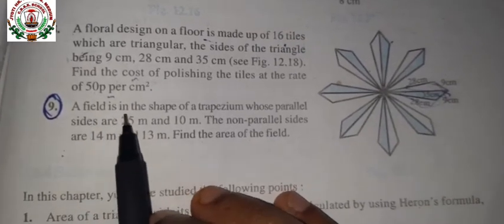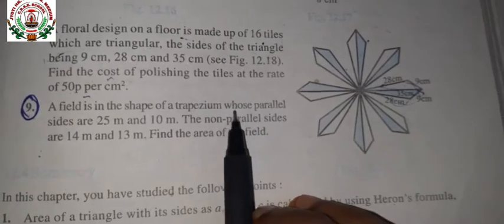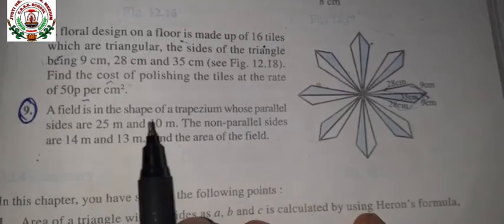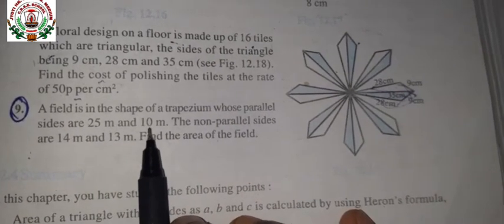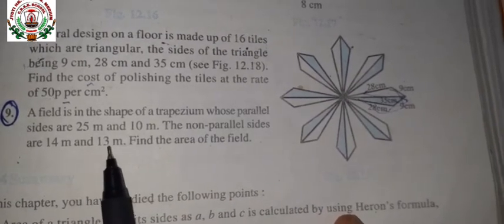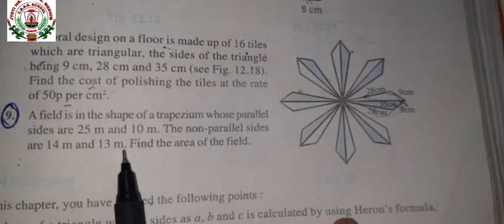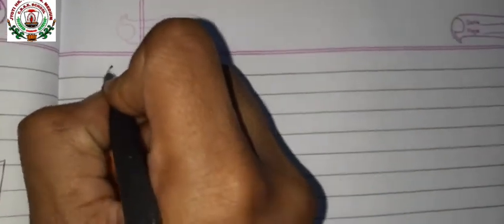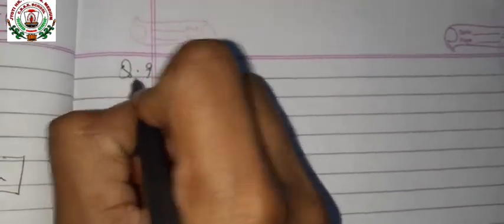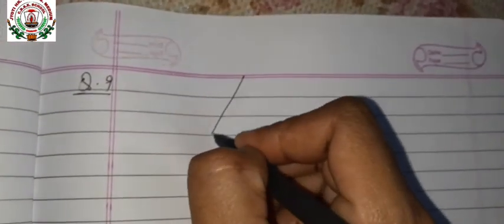A field is in the shape of a trapezium whose parallel sides are 25 meter and 10 meter. The non-parallel sides are 14 meter and 13 meter. Find the area of the trapezium. Now let us see the question solution. Question number 9. First draw the trapezium likewise.